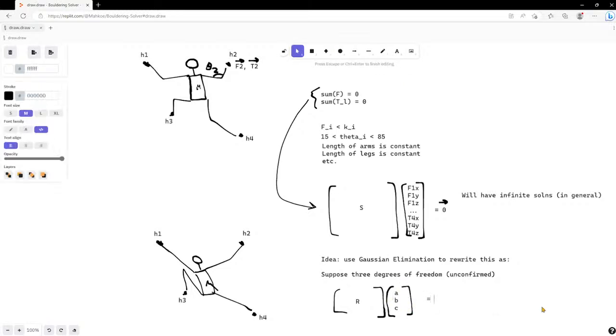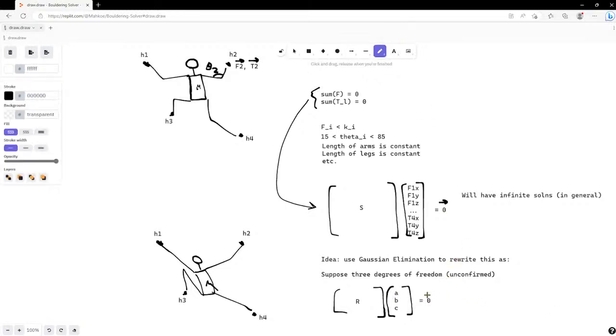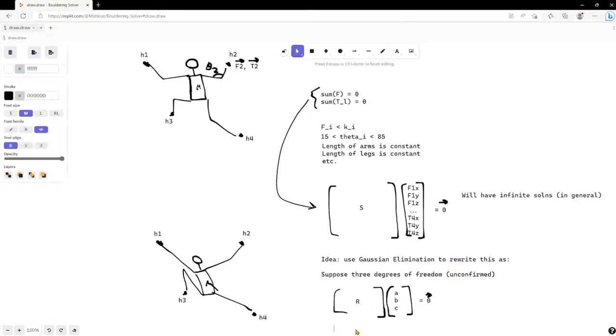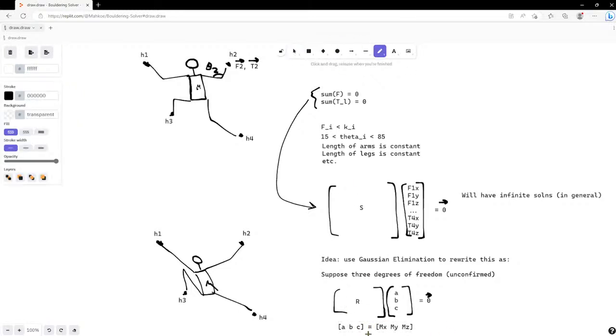I'll write it like this, equals 0. And then maybe we'll say ABC is equal to mx, my, mz, right? Maybe we'll say that. Well, I guess these are column vectors. So fine, there. So that's the first thing we need to rewrite.